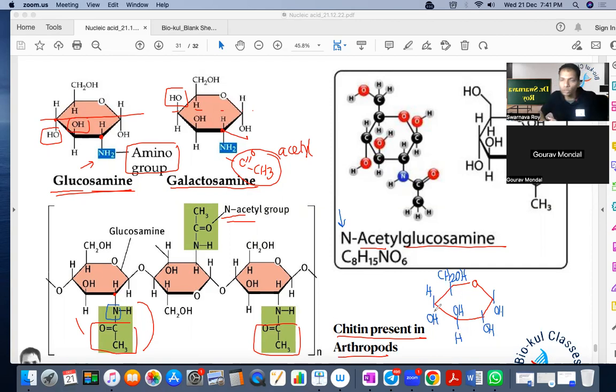So that is basically the composition of arthropods. Even in fungi, if you look at the fungal cell wall, it also has chitin. It doesn't have normal cellulose. It has a chitinous cell wall. So these are types of complex carbohydrates which we see in different applications, in arthropods and in the fungal cell wall.